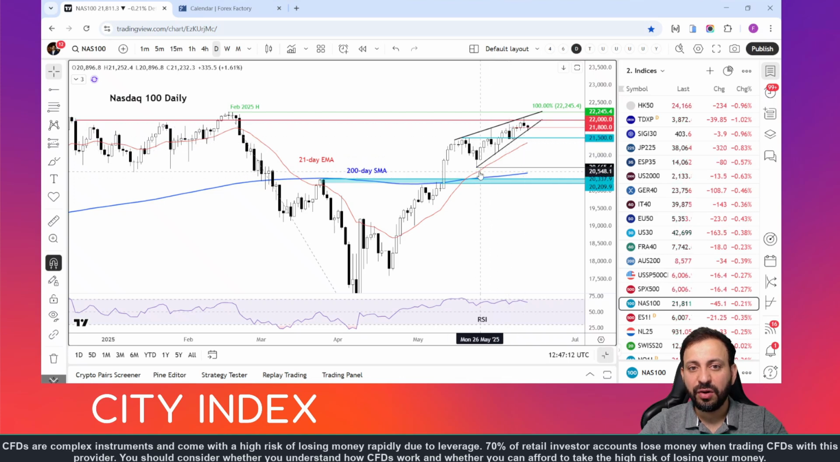So that low needs to hold insofar as the medium term is concerned for the bullish trend to remain intact. But we are seeing signs of potential weakness coming into the market, with the RSI also showing a bit of a negative divergence, making lower highs relative to the index making higher highs. So that suggests that the momentum is waning somewhat.